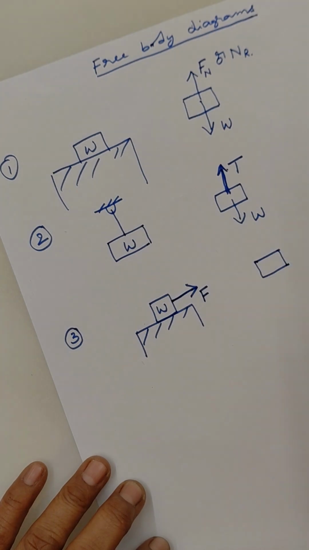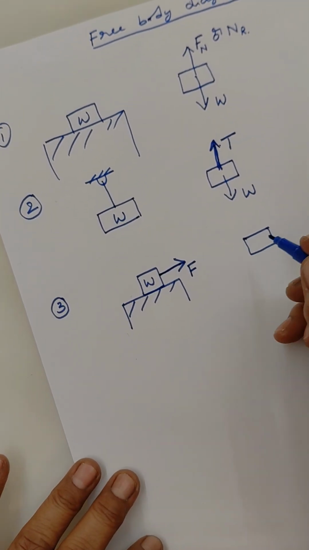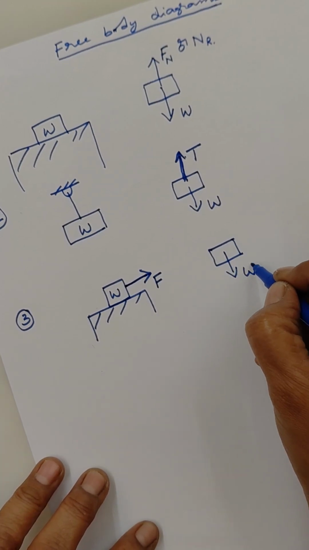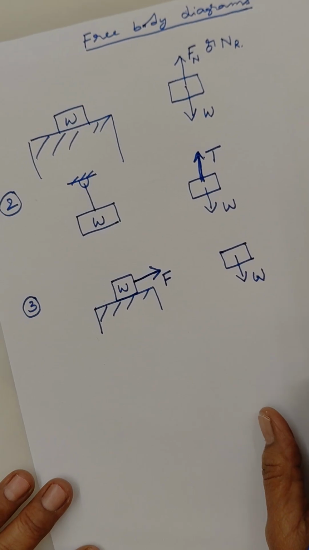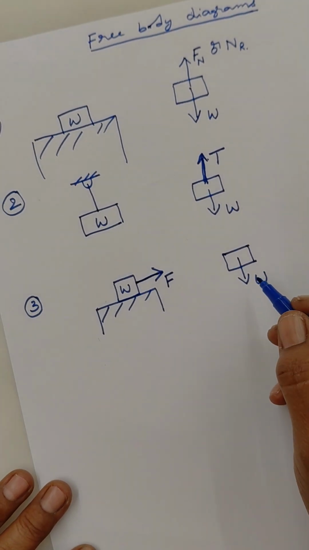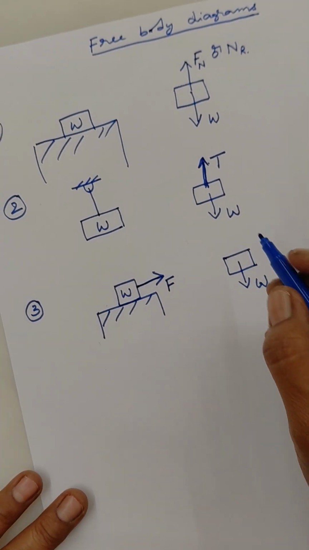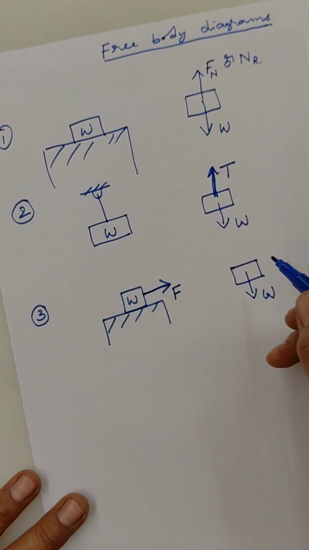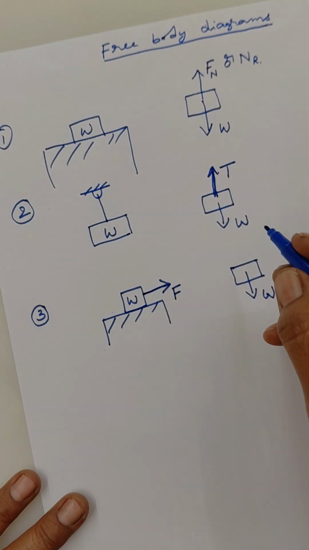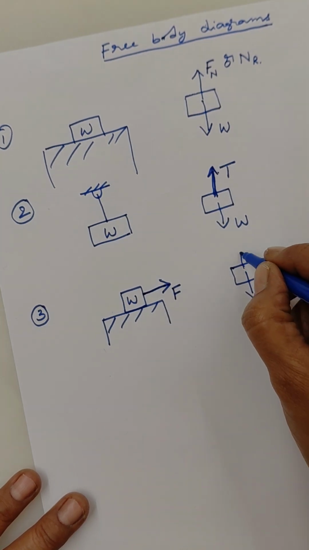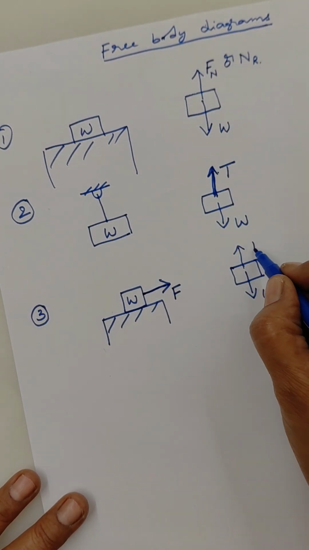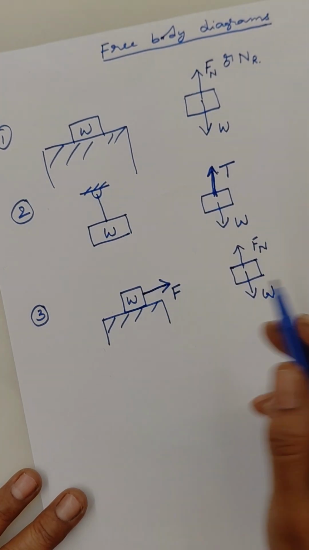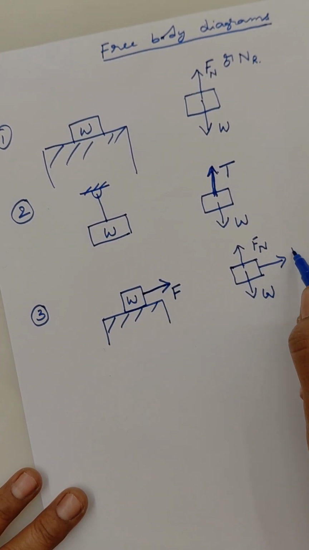So, this is the block and the weight W is acting in this direction, like earlier cases. And also, of course, because of the surface on which it is resting, like a table, there is a reaction, like the first case, the normal force, and this force F is acting in this direction.